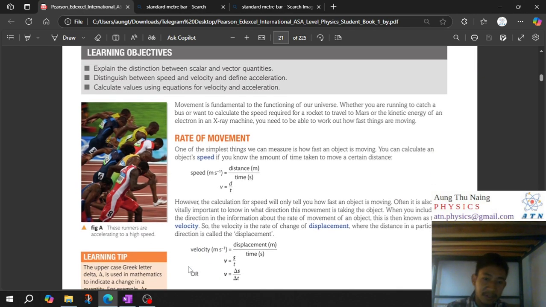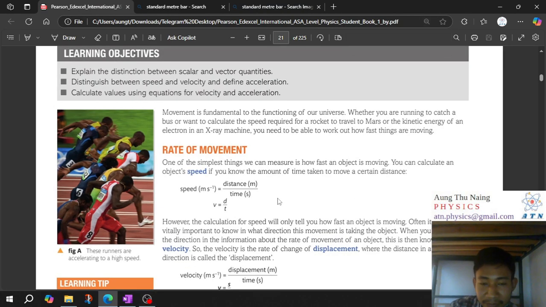So in this book, it starts from the speed. Speed is a quantity which describes how fast the object is moving. One of the simplest things we can measure is how fast an object is moving, and this is the speed. Speed is distance over time.